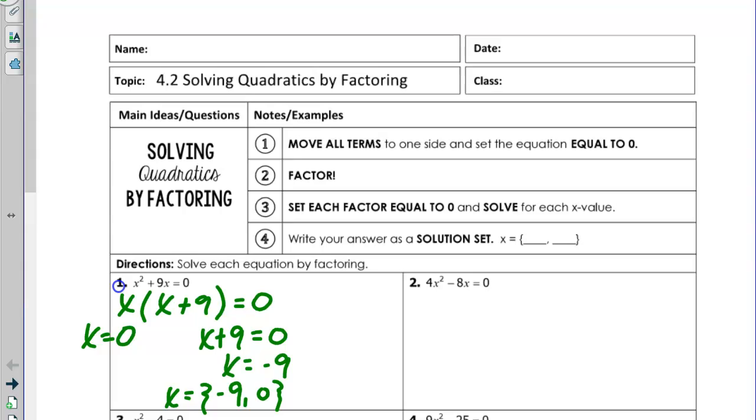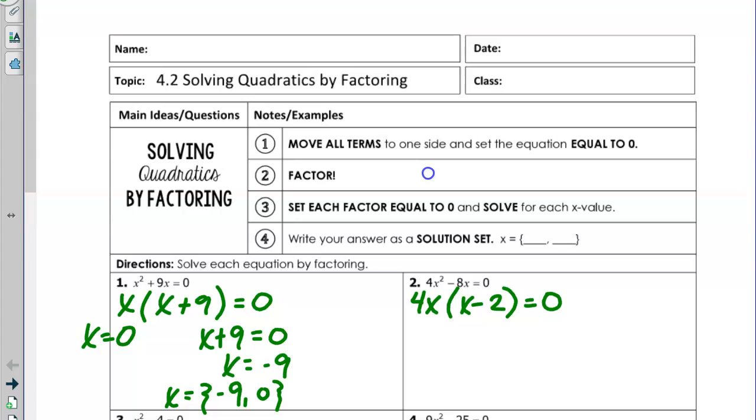Let's look at number 2. How do I factor 4x squared minus 8x? What do I need to do? Very good. What is the greatest common factor? 4. Very good. 4x out. And what do we have left? Good. Okay, so now you have your two factors. If either of those factors equals 0, then the equation is set equal to 0.